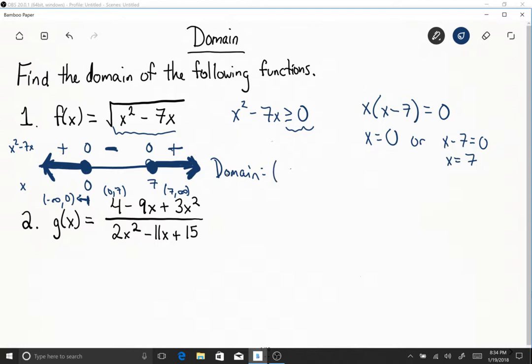Well, this would be from negative infinity to 0, and we want to include 0, so that's where we use a bracket. And then we use this union symbol, and we take it from 7 to infinity. Okay, and that's our final answer.